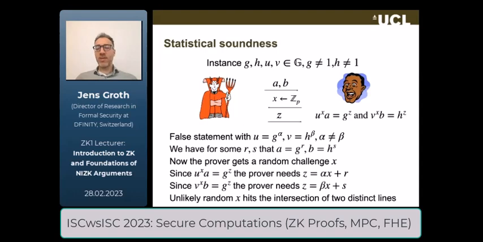Okay, and we need to have both of the verification equations satisfied, right? So u to the x times A has to be equal to g to the z, and the implication is that z has to be alpha times x plus r. And also, the second verification equation says v to the x times B has to be equal to h to the z, and the implication is that z has to be equal to beta x plus s.